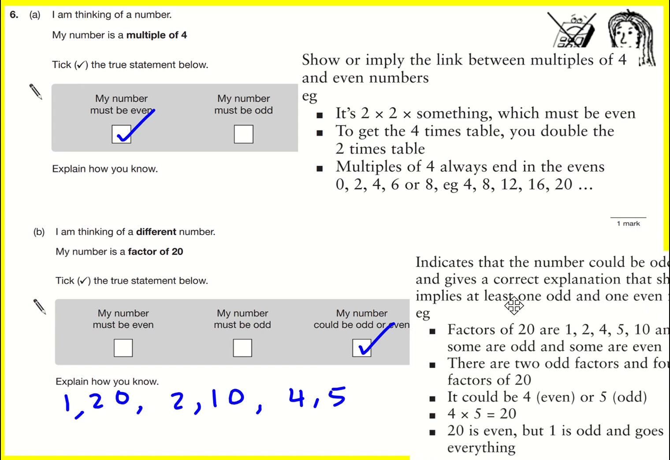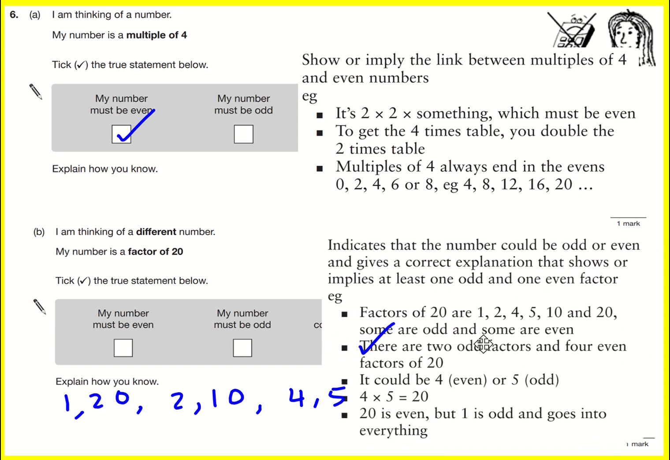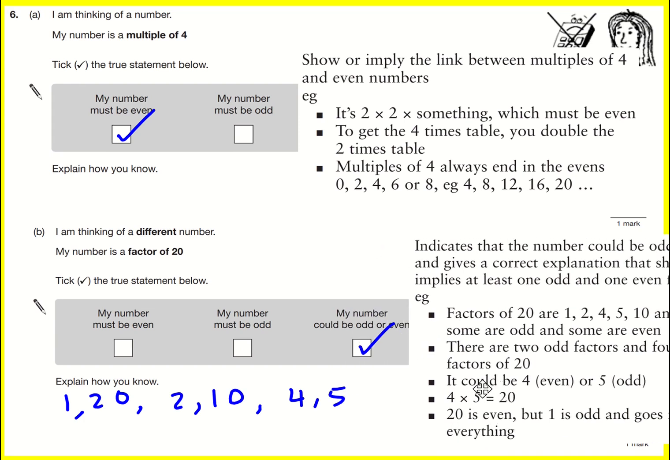Here's the mark scheme answer. Yeah, that's precisely what I just said. So you don't actually have to write them all down. You can't just say some are odd, some are even. You have to show that you found some of them, and that, like, you could stop here, and that would be enough. But you do need a pair of examples that are odd and even.